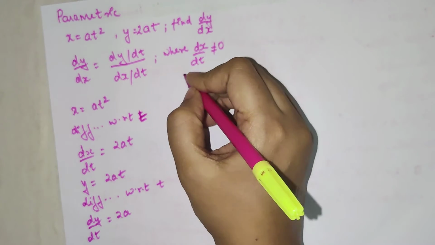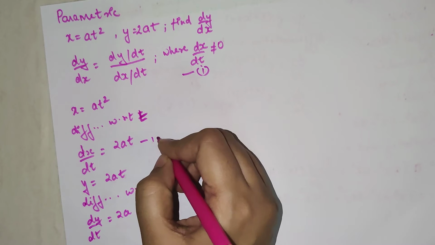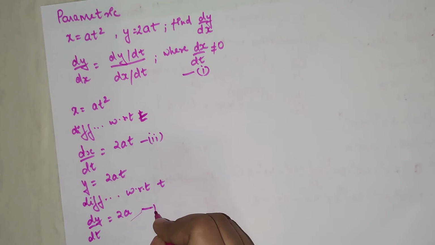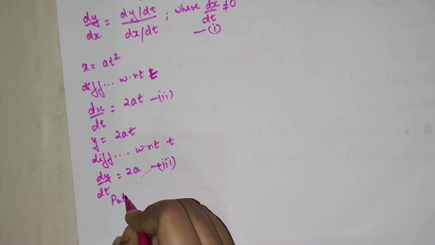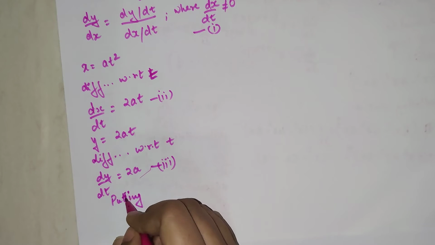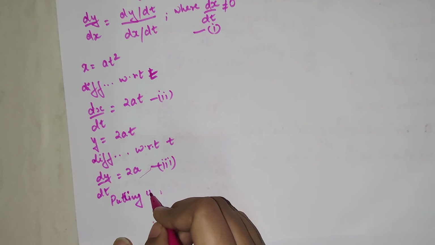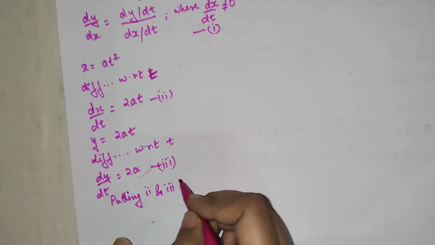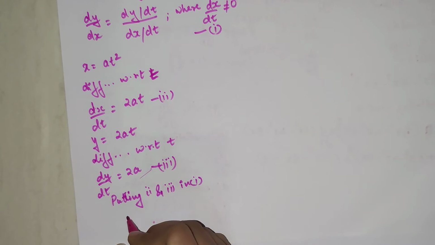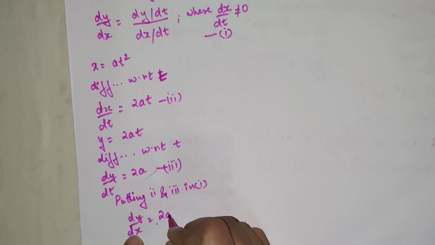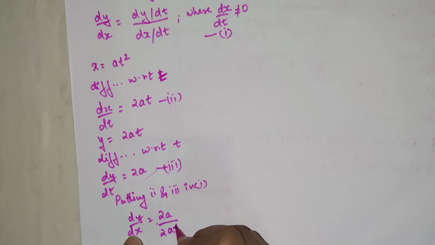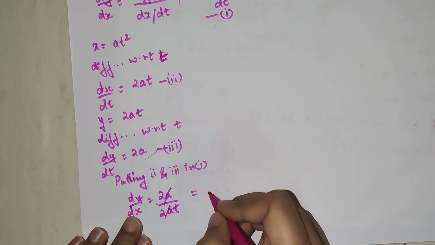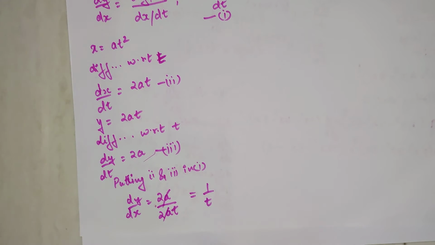Okay, now students, we can mark this as equation 1, equation 2, equation 3. Okay, so we can say that putting 2 and 3 in 1, we will now get dy by dx is equal to dy by dt, which is 2a, right, upon dx by dt, which is 2at. So which then gets cancelled. My final answer is 1 upon t, right?